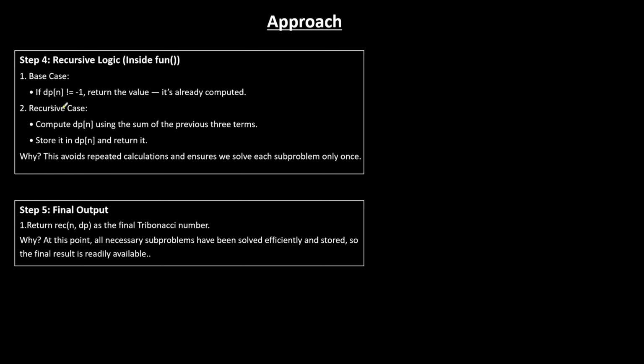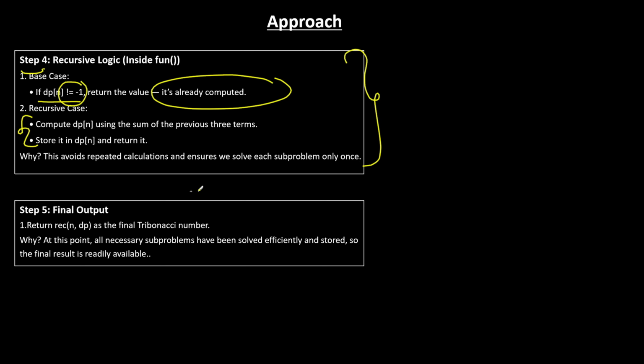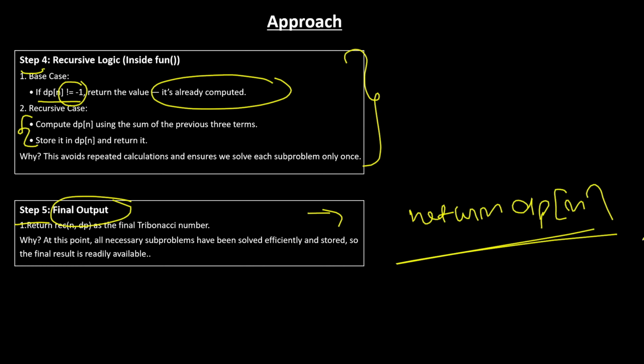Since I already talked about step 4, the DP not equal to -1 check, because it is already computed. After completing the complete solution within the recursive function, at step 5 we will return the final output. That will be, if you remember, return of DP of n. And in the main function which will be given to us, we will just write return rec of n, passing n and DP there. Correct? So I hope you understood the approach explanation. Now let's move to the next slide.